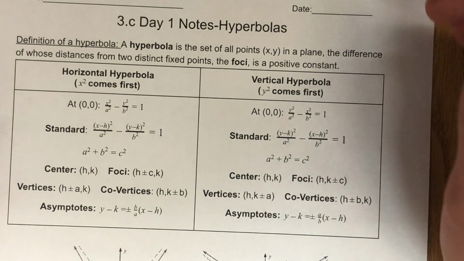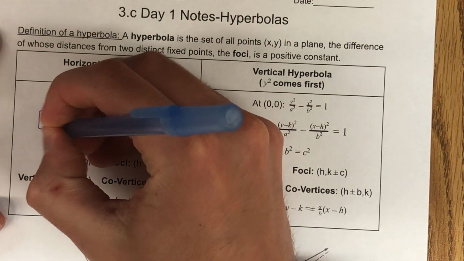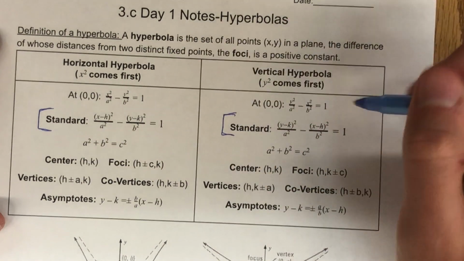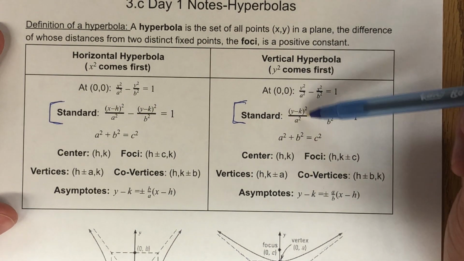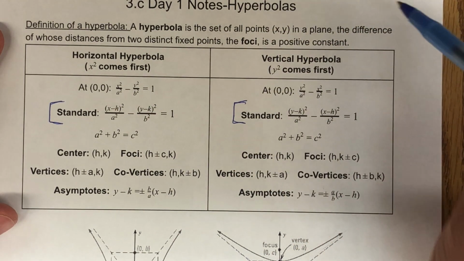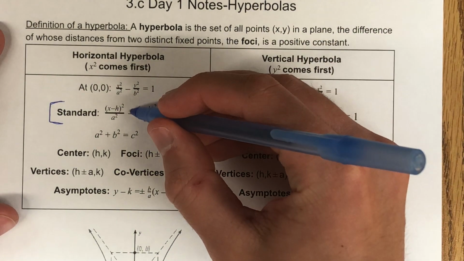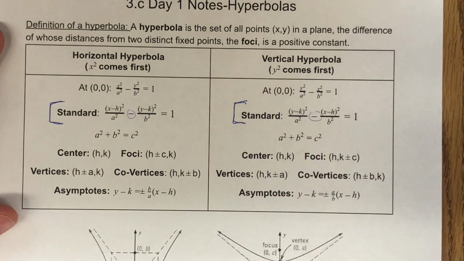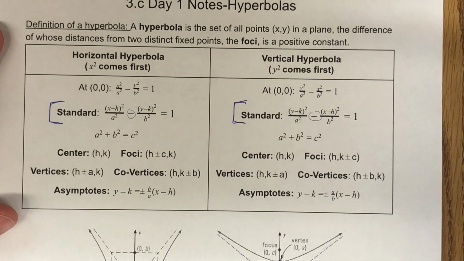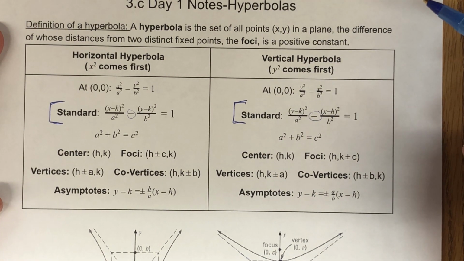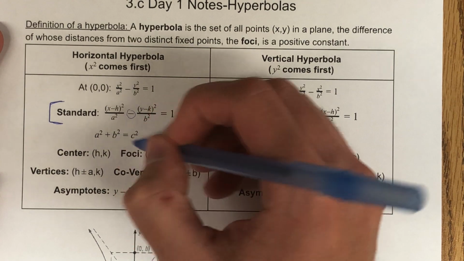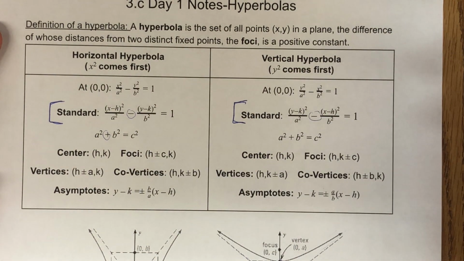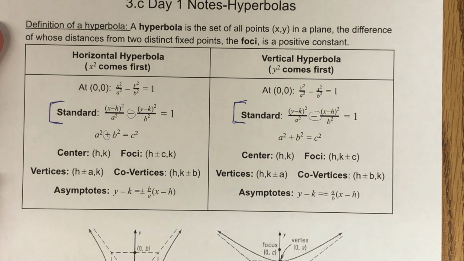With our equations, you'll notice these are our standard forms for horizontal and vertical. The only difference is that in horizontal, the x portion comes first. In vertical, the y portion comes first. These equations look a lot like the formula for an ellipse, except we're always subtracting in between. With ellipses, it's always addition, but with hyperbolas, it's always subtraction. In addition, with ellipses, a squared minus b squared is c squared. For a hyperbola, it's a squared plus b squared equals c squared. A little confusing, but with practice we'll start to do a little bit better.